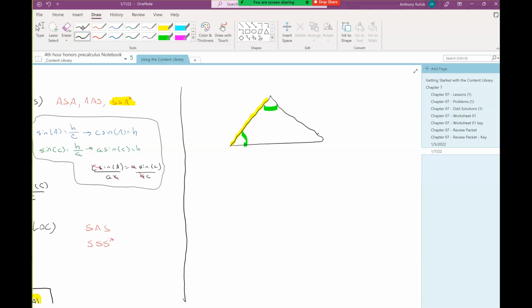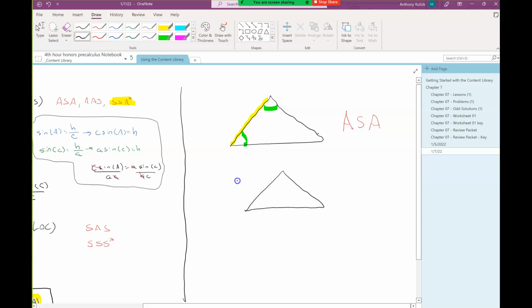Is this angle side angle or angle side? This is angle side angle. I can tell that it's angle side angle because the given side is a part of both angles, right? Now, contrast that with angle side, where the given side is a part of only one of the angles.